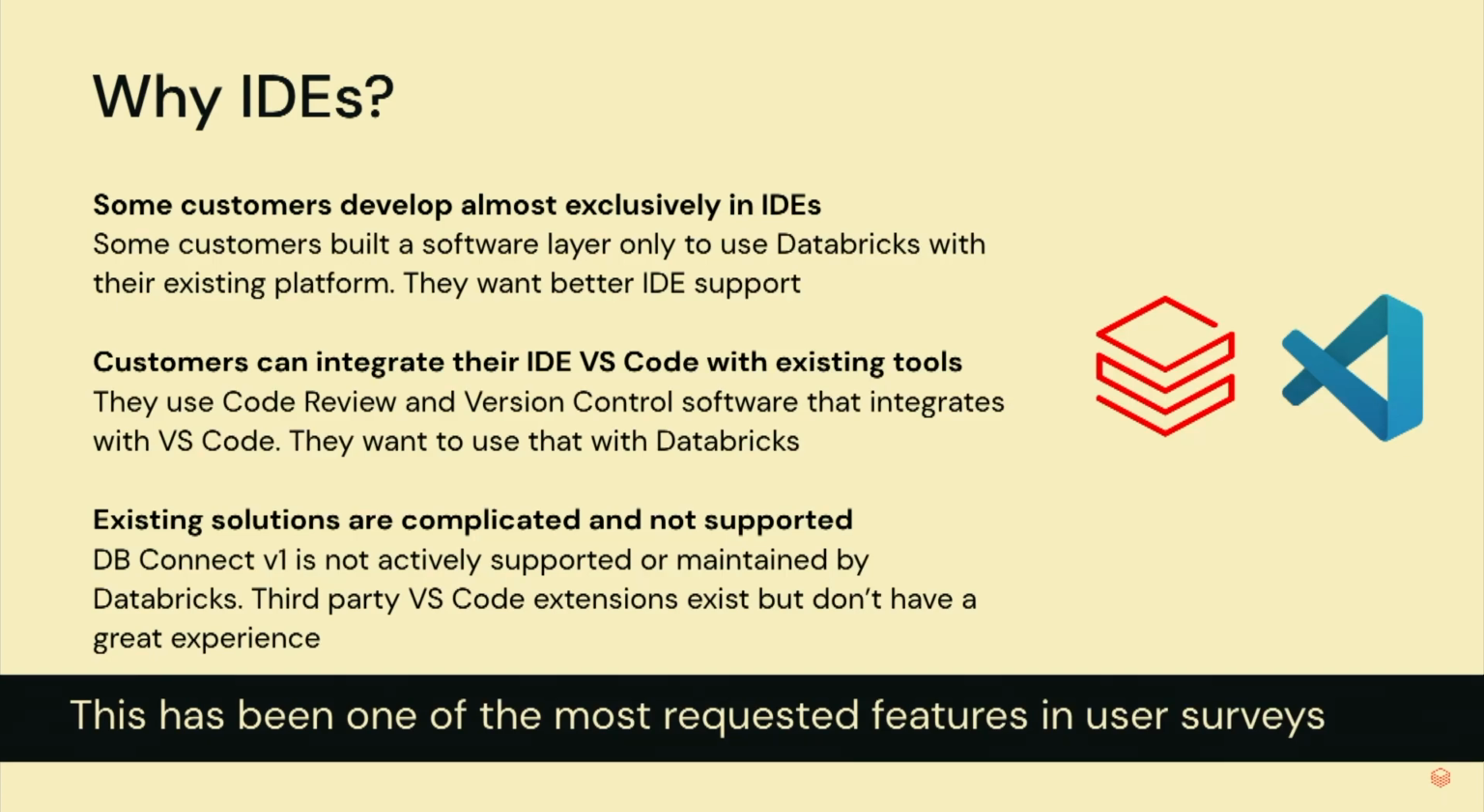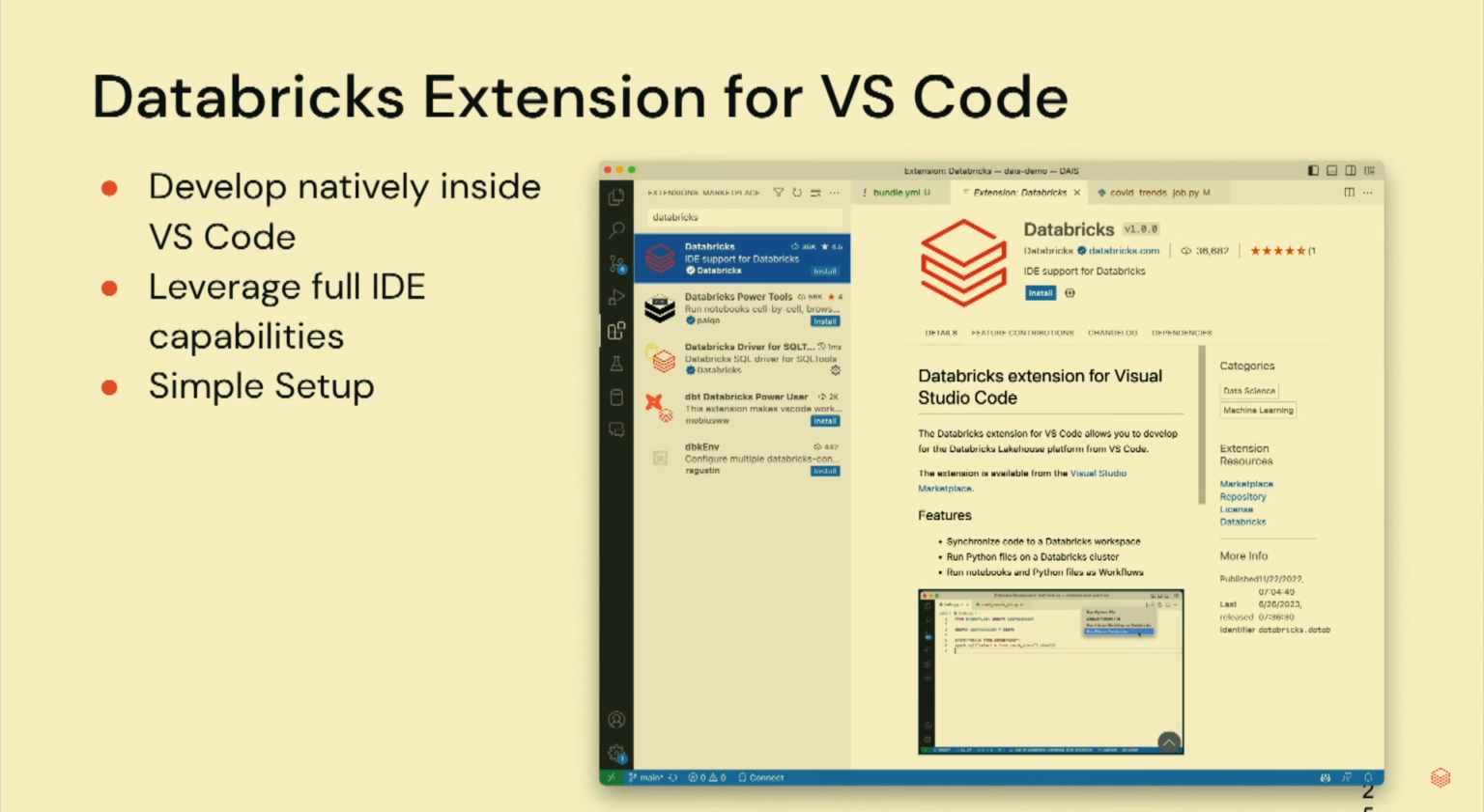There was DB Connect version 1, which was notoriously hard to use, not very well maintained by us. There were a bunch of other extensions, but it was really hard. And that's why we set out, about a year ago, to start creating the Databricks extension for VS Code. You see a screenshot here. You can download it from the marketplace. Basically, it allows you to develop natively inside of VS Code. You can use all of the language features that VS Code has for Python, like go to definition, refactoring, test runner, you name it. So you leverage all of the capabilities of the IDE. It's very, very simple to set up.